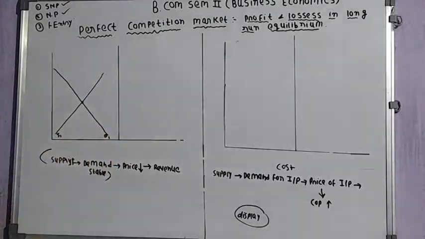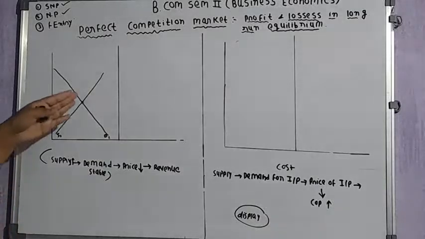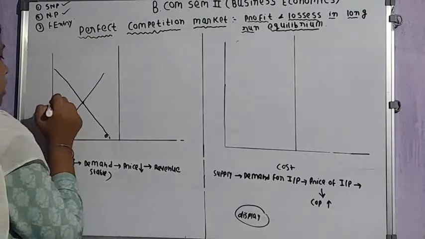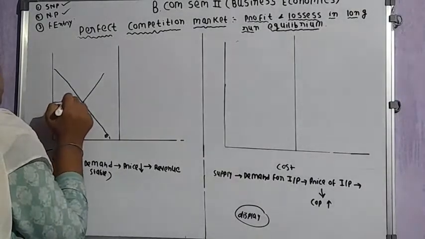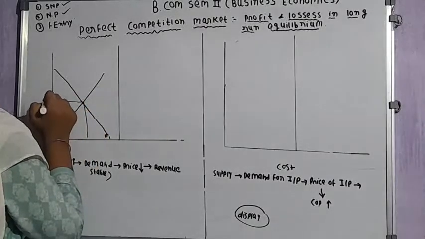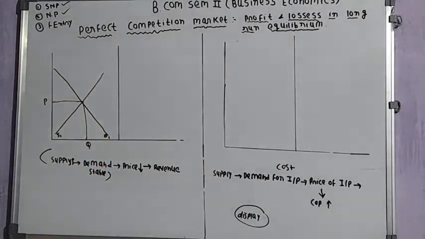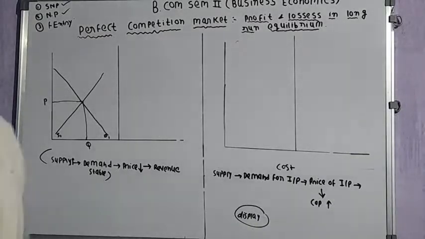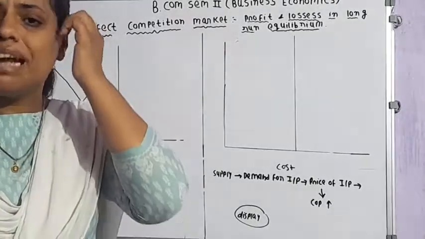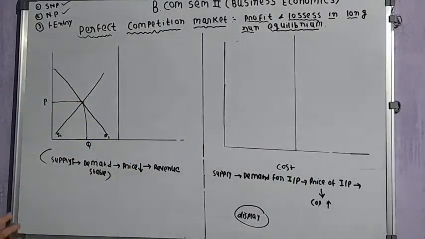Here I will write, this is the supply curve, this is the demand curve. The supply curve is denoted by S1, the demand curve is denoted by D1. At this point the demand curve and supply curve are intersecting each other. That is why this is the equilibrium price, and this is the equilibrium output. Now there is another feature of the perfect competition market. What is that feature? The firm is the price taker. Whatever price is decided by the industry, the firm has to follow it.